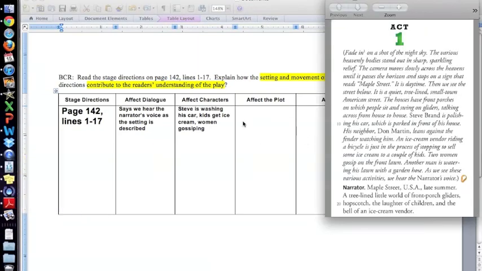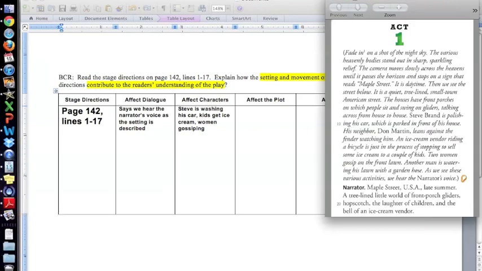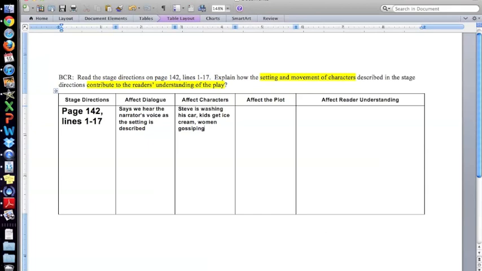So let's go on. How do these stage directions affect the plot? We know that at the very beginning of most plots is the exposition, and in the exposition they describe the setting. So we have a lot of setting details here. We describe the scenery, and the words that stick out to me, let's go back there, are right here. It is daytime, then we see the street below. It is a quiet, tree-lined, small-town American street. That stands out to me. I'm going to write that up in this column, how it affects the plot. Describes the scenery of Maple Street.